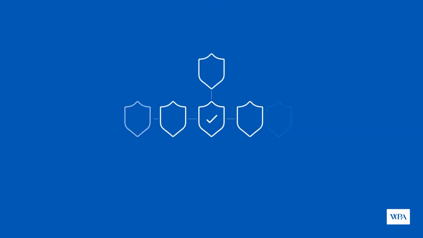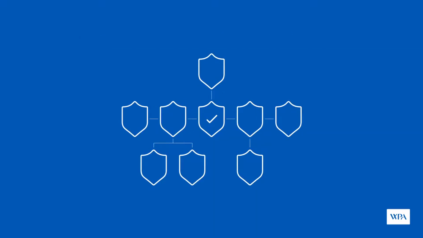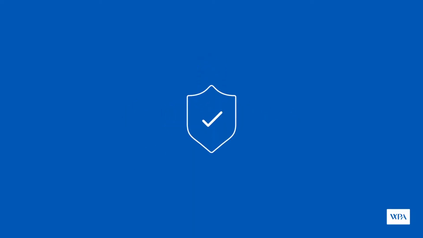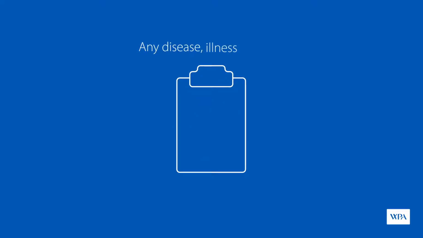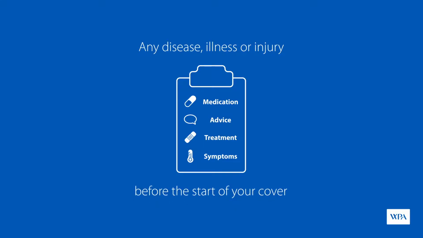If multiple people are joining at the same time, each individual is free to choose the underwriting term that's best suited to them, as long as they meet the joining criteria. To fully understand the choice of underwriting, we must first explain what we mean when we talk about a pre-existing condition. A pre-existing condition is defined as any disease, illness or injury for which you've received medication, advice or treatment, or have experienced symptoms, whether the condition has been diagnosed or not, before the start of your cover.